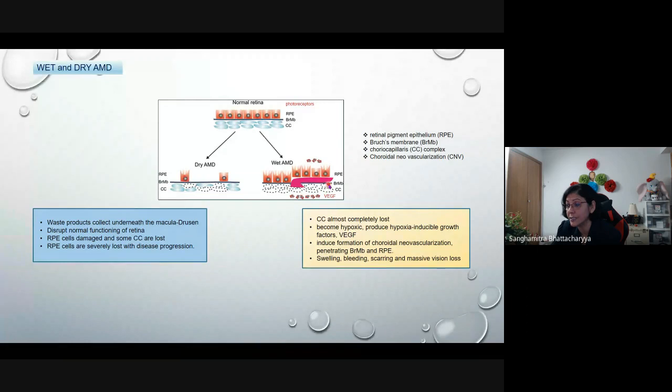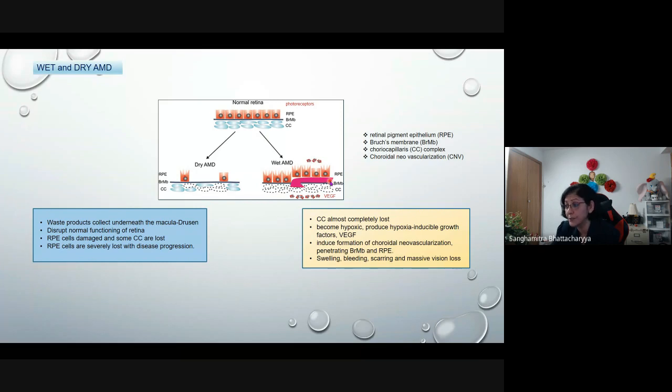So they just push themselves, they force themselves between these two layers. As a result, the attachment between the RPE and the Bruch's membrane that we see in a normal retina is lost, and the vision also gets impaired.